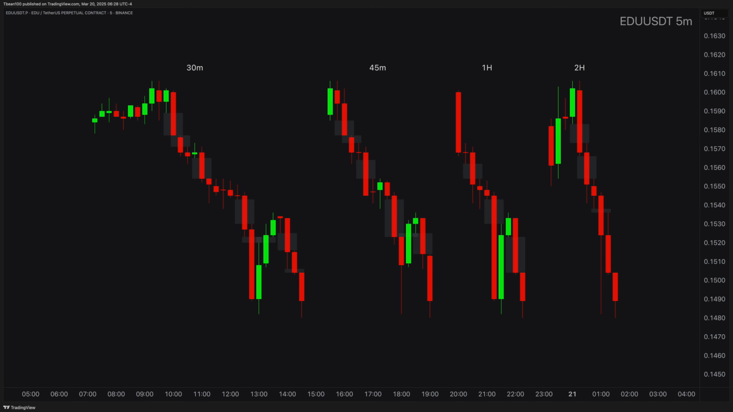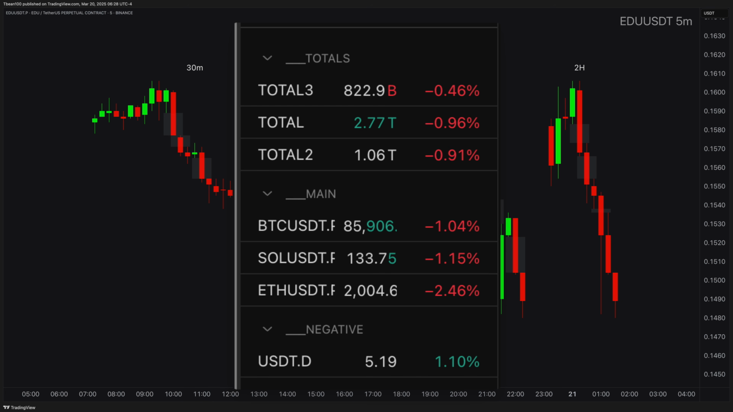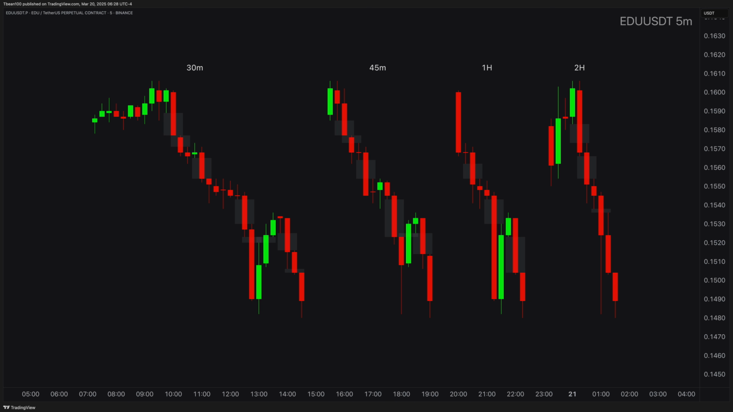The moment that you check out the charts today, you will notice the weakness in the market. Totals and major coins are rather on the weak side, while USDT is trying to be dominant. It is actually a nice day to look for short-based trades. And this EDU coin was a nice top loser. It was crushing all morning.